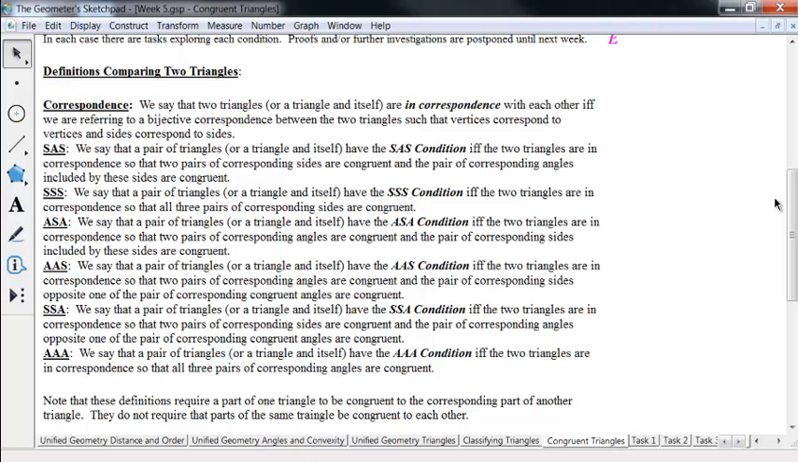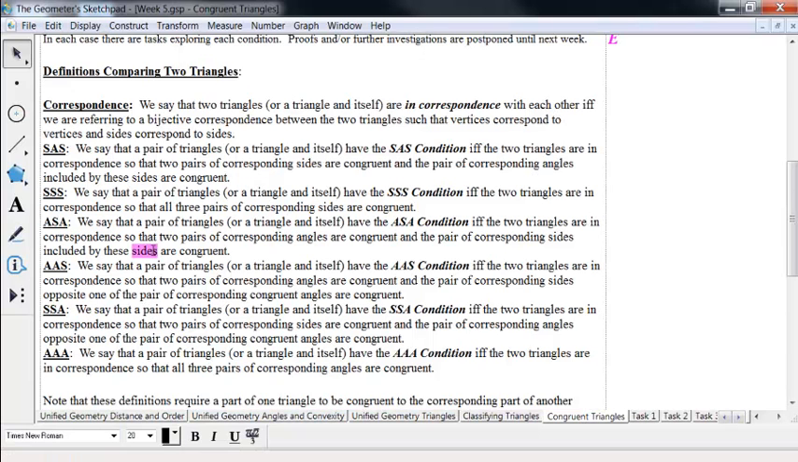SSS: we say that a pair of triangles or a triangle in itself have the side-side-side condition, SSS condition, if and only if the two triangles are in correspondence so that all three pairs of corresponding sides are congruent. The ASA condition is if two triangles are in correspondence so that two pairs of corresponding angles are congruent and the pair of corresponding sides included by these angles are also congruent.